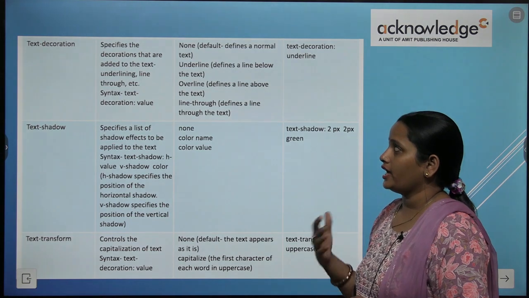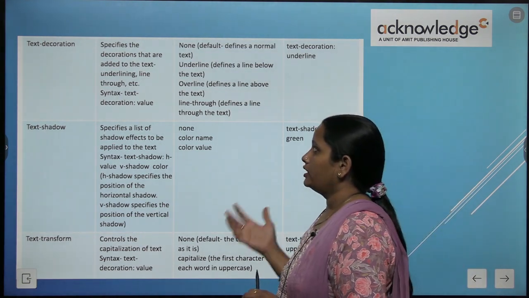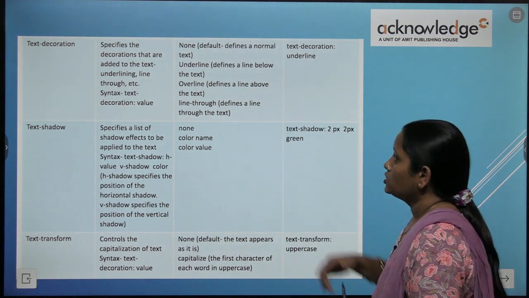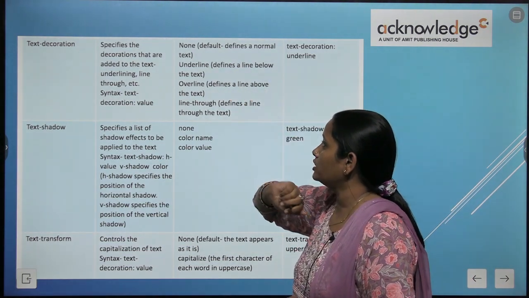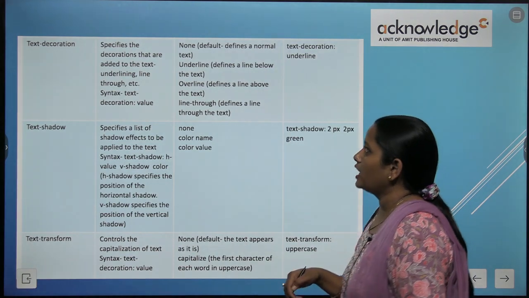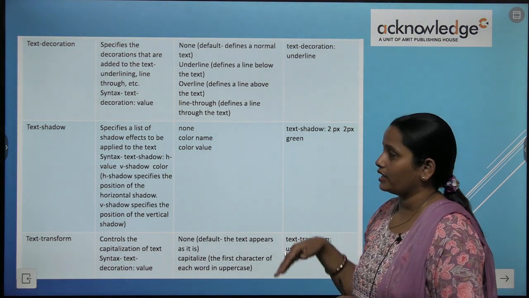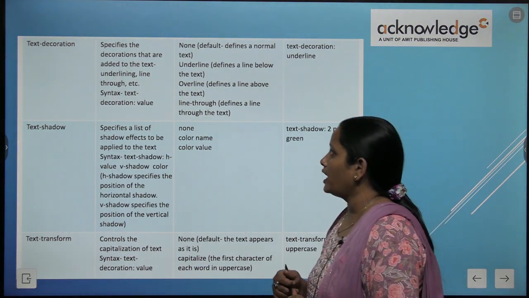We can decorate the text, and text underlining can be done here. So here are the values. None is the default value here. Underline defines a line below the text. Text के below line है, so that it will underline.